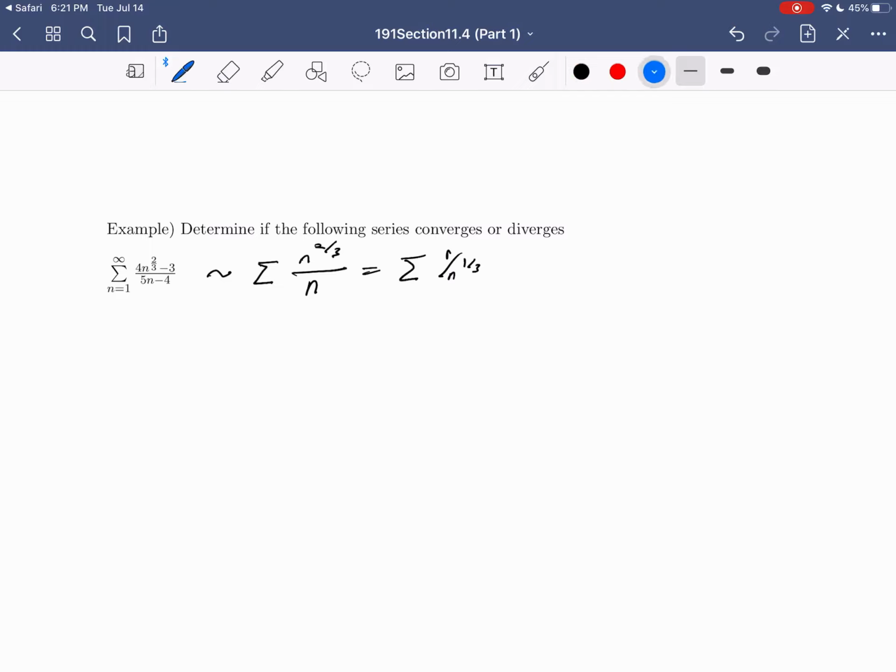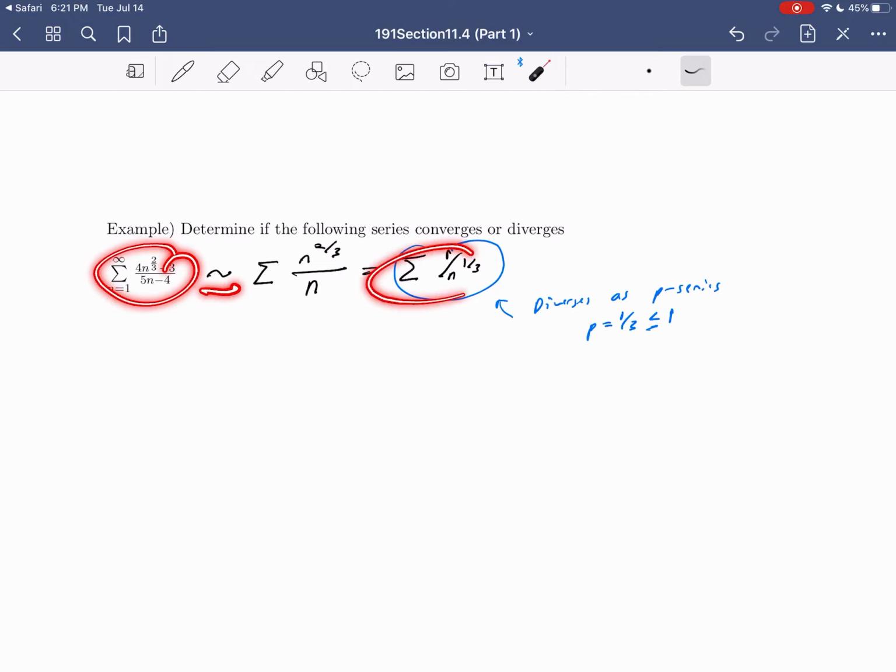And we know that this diverges as a p-series because we have p equals 1/3, which is less than or equal to 1. So our guess is that this thing should roughly be similar to this divergent p-series. So let's try this limit comparison test.